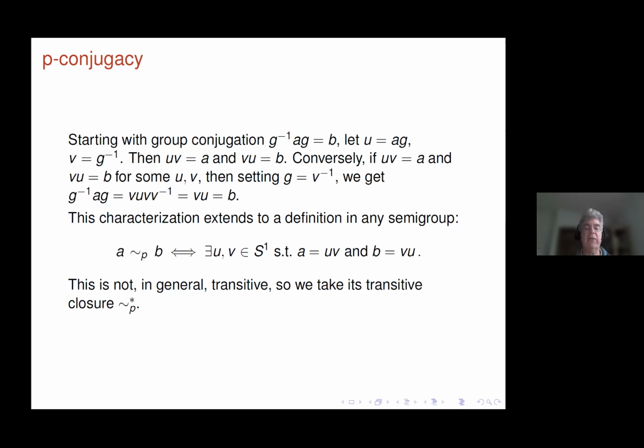Now, this is not in general a transitive relation, as you can pretty easily guess. So to really get a notion of conjugacy, we take its transitive closure. Okay, and this transitive closure is usually called primary conjugacy. The tilde p is still singled out on its own as an interesting relation just because it's convenient to do so.